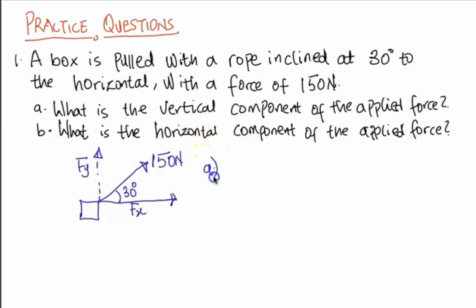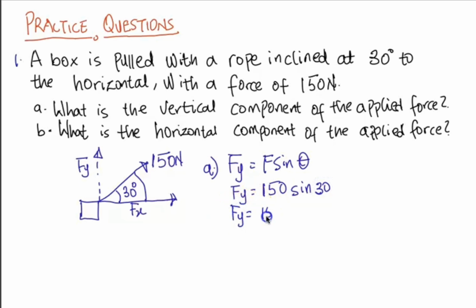So to the A part of the question, to find the vertical component Fy, remember our formula, it will be F sine theta. So in this case, Fy will be the force, which is 150 sine of the angle. Now the angle here is 30 degrees, and we can rightly use this because this is an angle to the horizontal. So that's sine 30 degrees. So Fy will simply be 150 times sine 30 is 1/2. And this will leave us with an answer of 75 Newton.